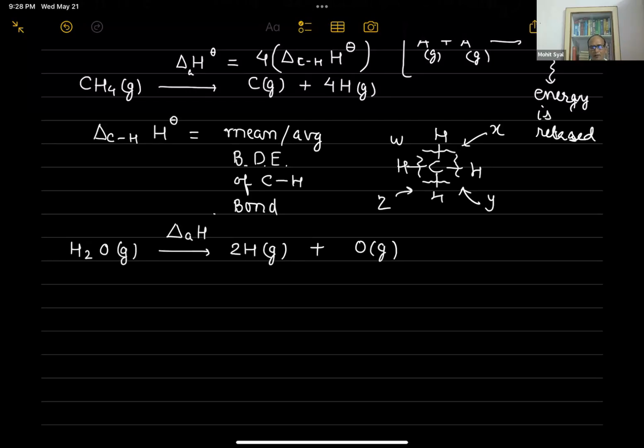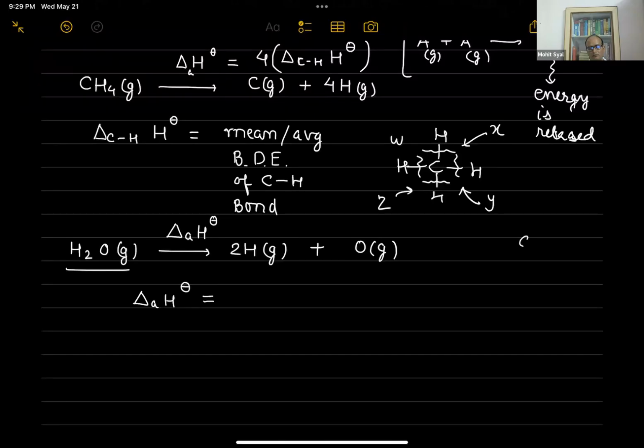This is the standard enthalpy of atomization of H2O. As you can see, the water in gas phase is being completely converted to individual atoms, which include 2 hydrogen atoms and 1 oxygen atom. How can this be related to the bond dissociation enthalpy of the OH bond breaking? How many bonds are being broken? 2.